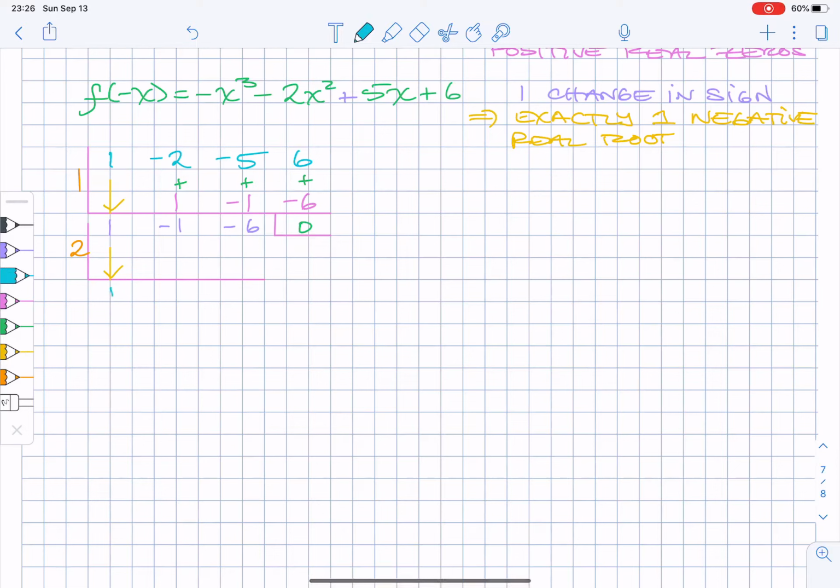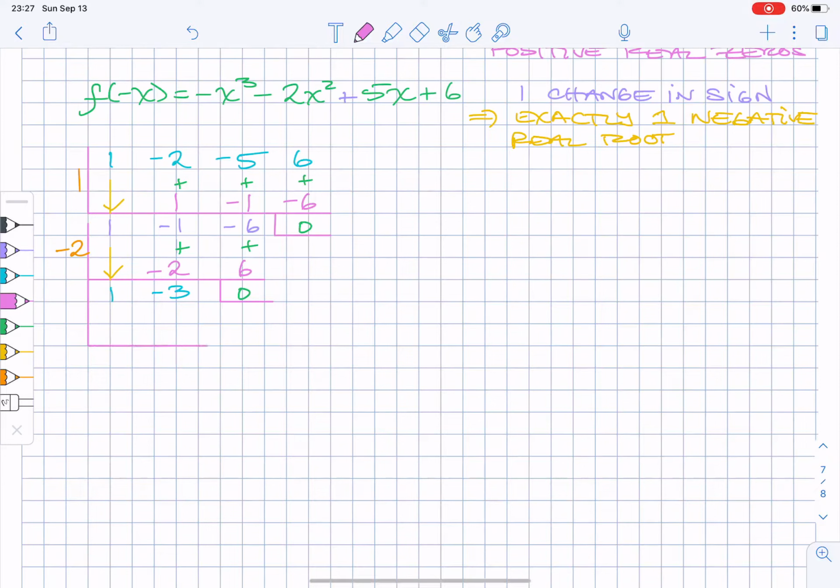Okay, so drop down the 1. 1 times 2 is 2. 2 minus 1 is 1. 1 times 2. Nope, that's not going to work. Okay, so let's try negative 2, shall we? So this will be negative 2, so that's negative 3. Negative 3 times negative 2 is positive 6, so that does work. So we get 0. So that's just x minus 3, so I claim that 3 is a root.